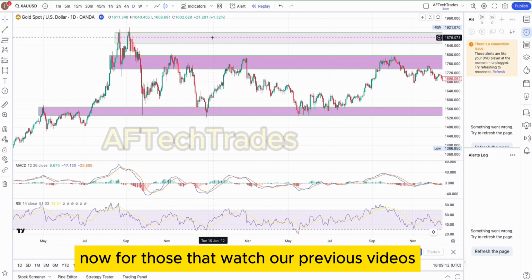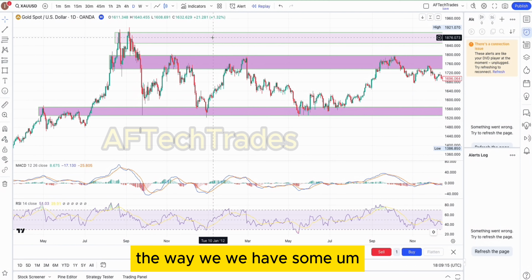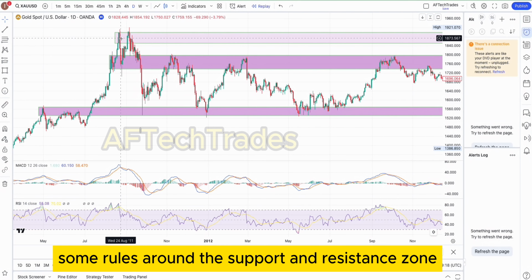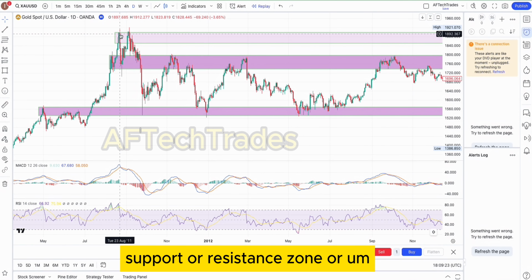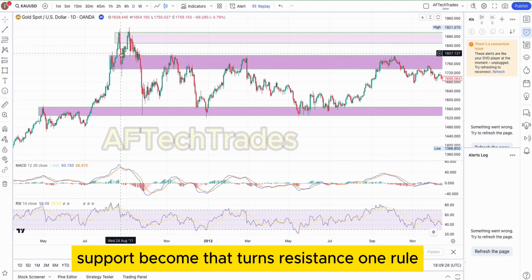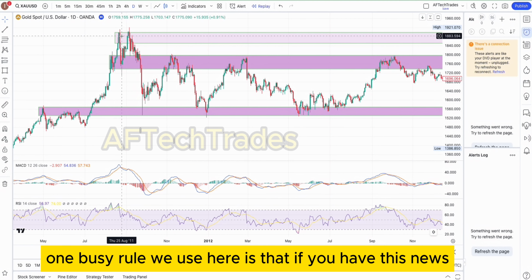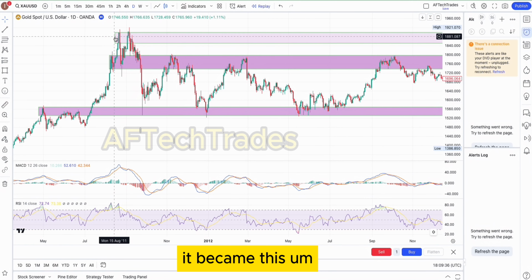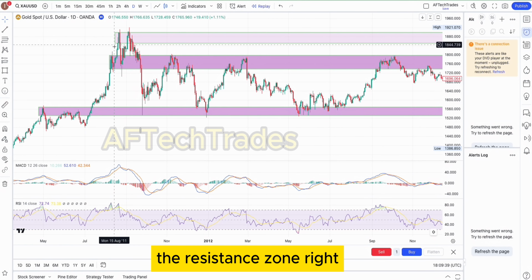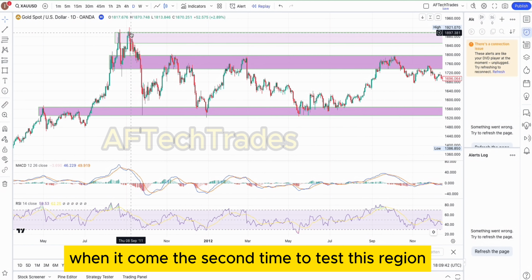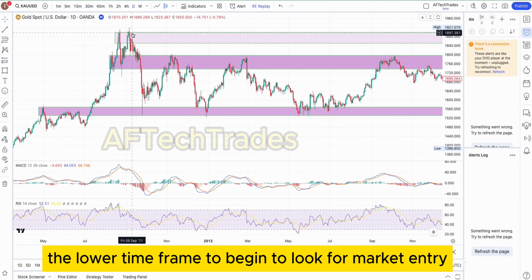Now, for those that watched our previous videos, we have some rules around the support and resistance zone. When you have either a support or a resistance zone, or a support that turns resistance, one basic rule we use here is that if the first time it came here, it became the resistance zone, we will wait for it. When it comes the second time to test this region, then we step down to the lower time frame to begin to look for a market entry.